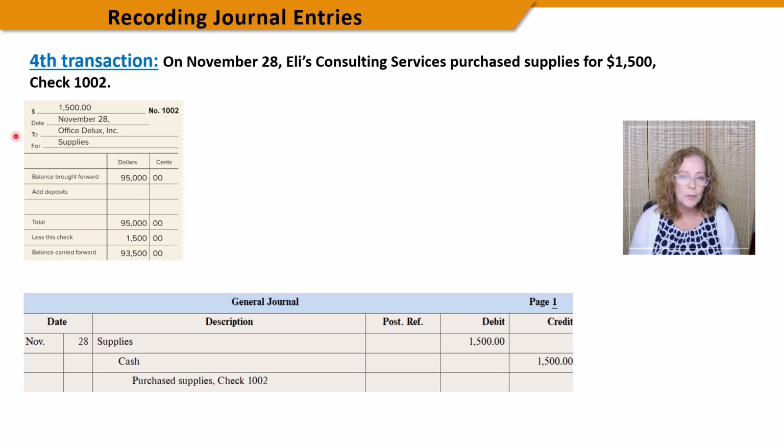During an audit, the auditor would ask for the invoice from Office Deluxe, a copy of the canceled check, or other proof that the amount was paid. In some cases, the auditor might even ask for verification from Office Deluxe directly. For this business transaction, we debit supplies for $1,500 because supplies increased. Supplies are an asset, and assets increase with debits. And we credit cash for $1,500 because cash is also an asset, and because it decreased, we credit cash.